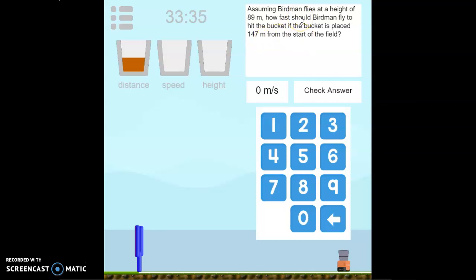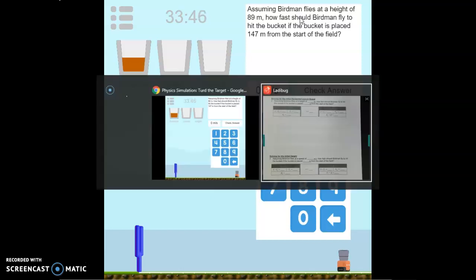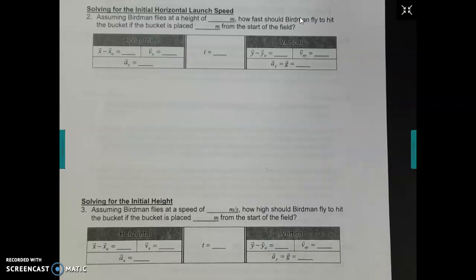So if you notice in this problem, they give us two pieces of information again. They give us two distances. One distance is vertical, one distance is horizontal. So we're going to record this information in our problem and then work through what we need to do to figure out how fast the Birdman needs to be traveling.